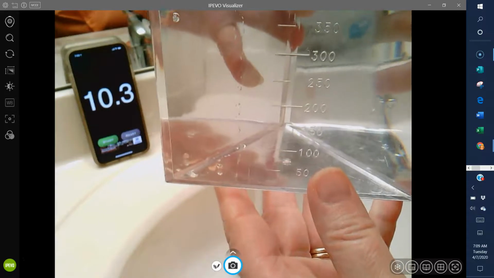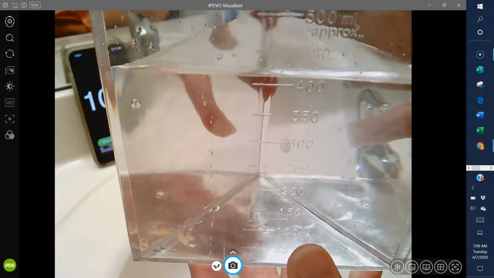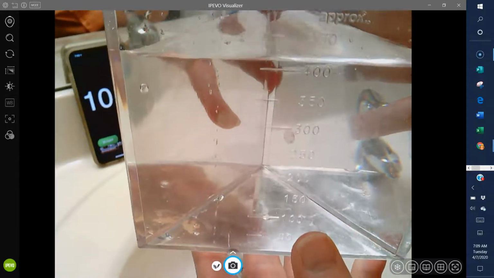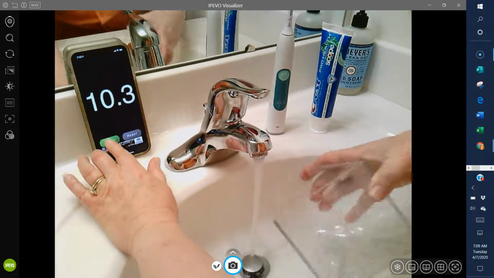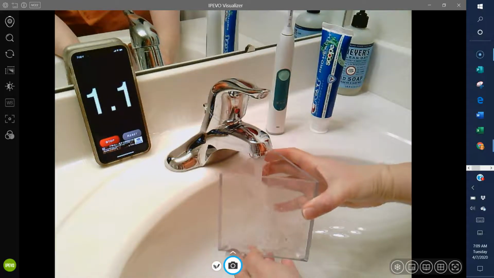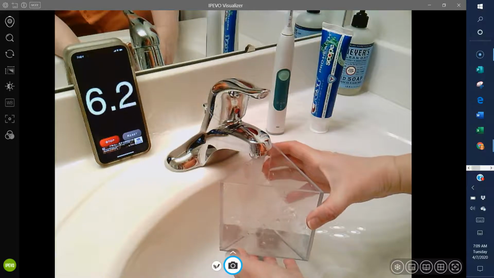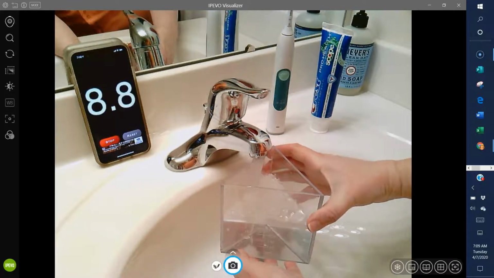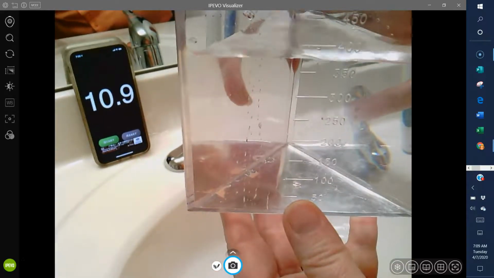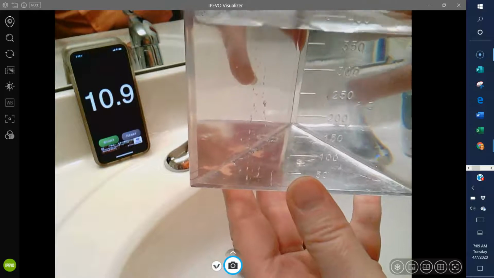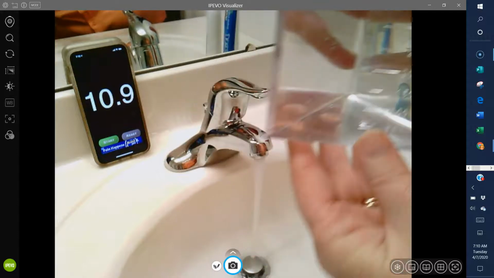Oops. Ooh, 400. Looks like it's between 400 and 450, maybe a little bit more than 400. So we could say 410. Second round. Okay, third round, it looks like it's between 350 and 400, maybe like 375. Third round.